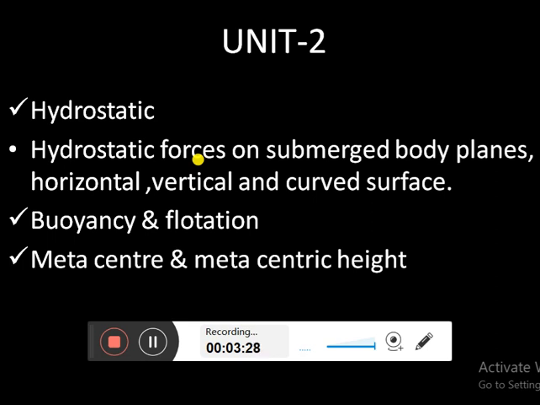Similarly, we will deal with buoyancy and flotation, which is very important in fluid mechanics, and the metacentre and metacentric height are important terms to understand in fluid mechanics, and very useful for competitive exams or university-level exams. So hydrostatics, and this hydrostatic force on submerged bodies, horizontal, vertical, is very important for university-level students. It is a type of question which is frequently asked. So you need high concentration with high focus.